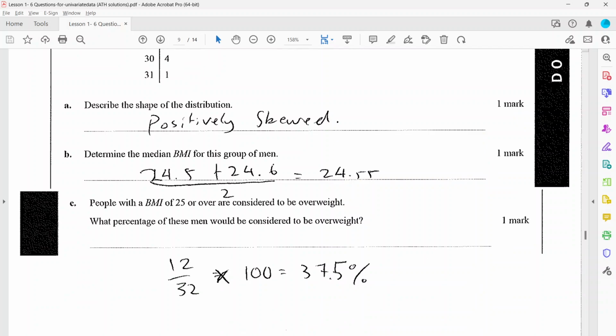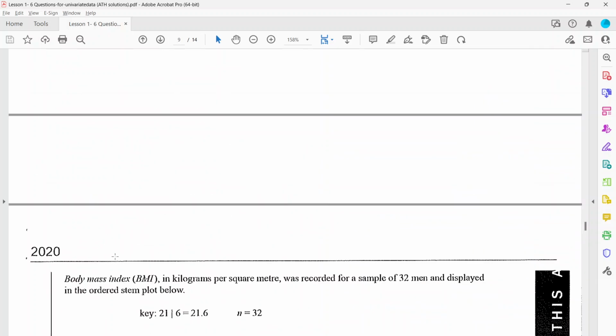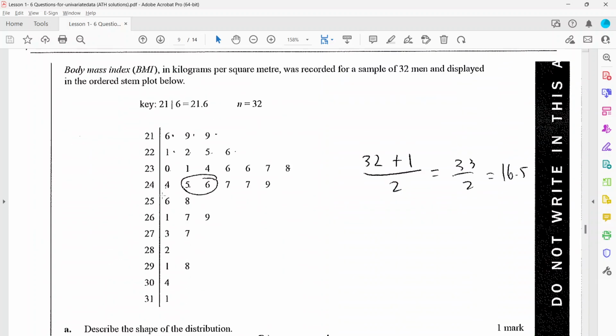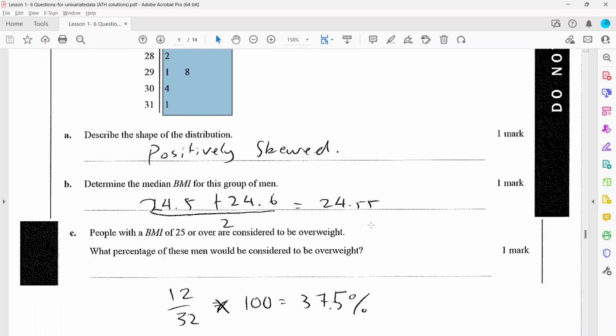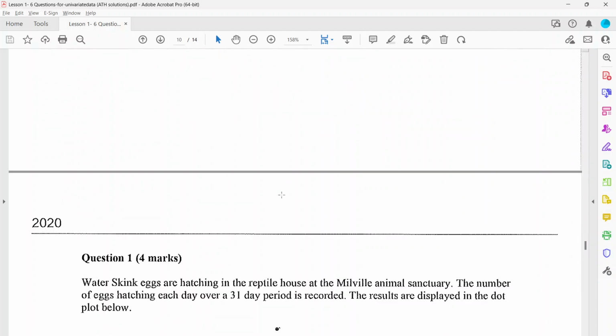People with a BMI of 25 or over are considered to be overweight. So 25 or over starts from here. We have a total of 12 numbers that belong to this group. 12 out of 32 times 100 gives you 37.5.